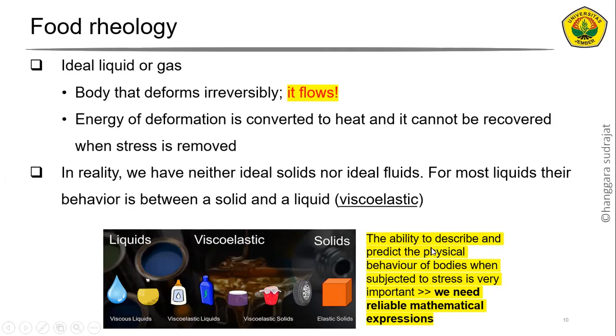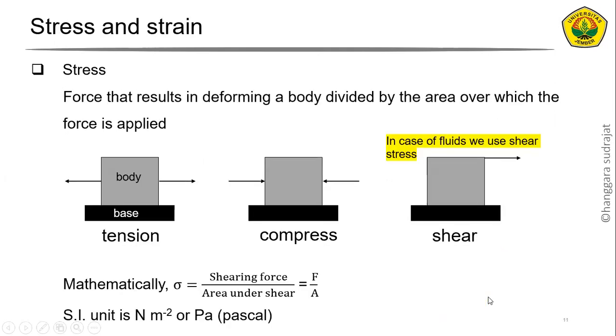Here, the ability to describe or predict the physical behavior of bodies when subject to stress is very important. Why? Because it plays a critical role in designing the industrial processes to produce the final product. Therefore, we need a reliable mathematical expression for this aspect. The mathematical expression will be discussed later on in this module.